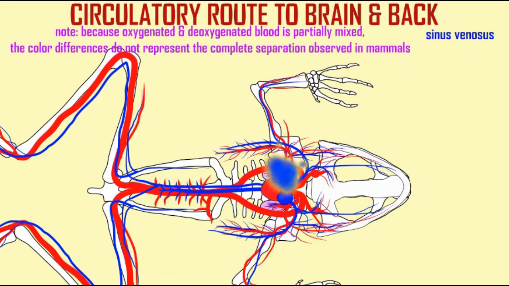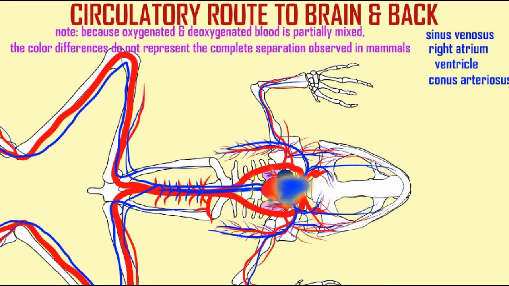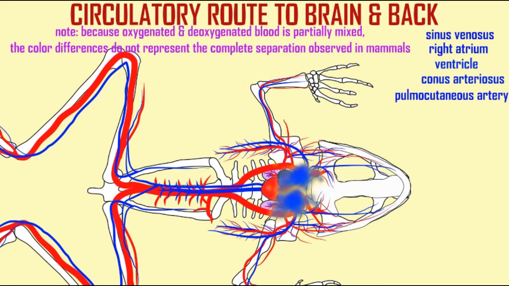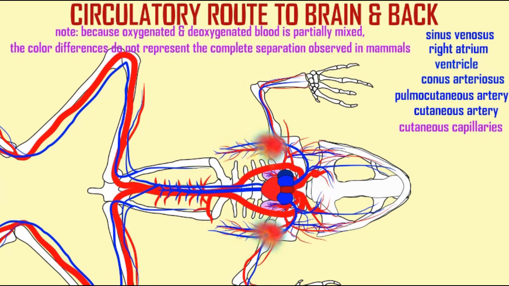However, the cutaneous capillaries then drain into the musculocutaneous vein. And although now this blood is more oxygenated, it does not empty into the left atrium as would the oxygenated blood of the pulmonary vein, but rather into the anterior vena cava and the sinus venosus.